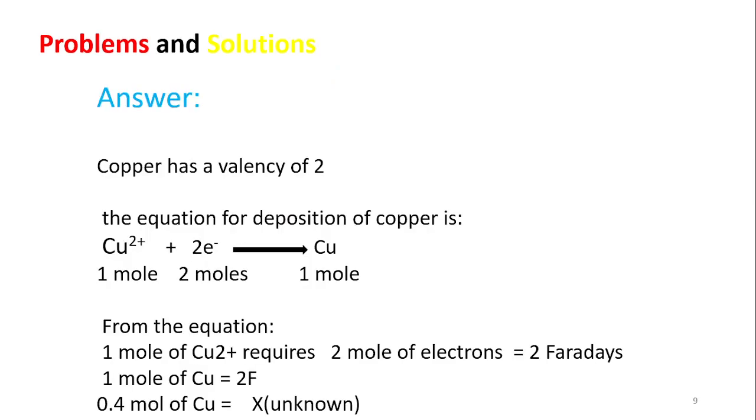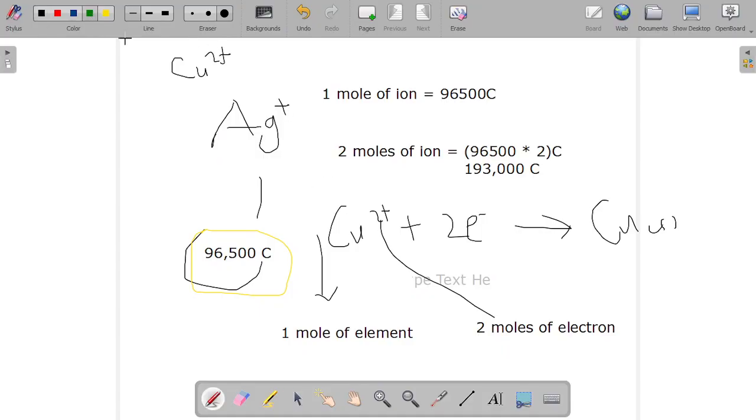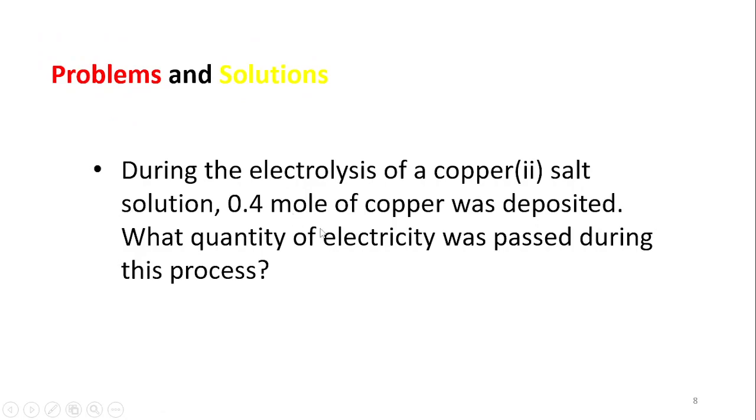Here it's stated that copper has a valency of 2. You should understand this. Copper has a valency of 2. So the equation for the deposition of copper is Cu2+, the copper ion, plus the electrons, giving the copper solid. So here it is, 0.4 mole of copper was deposited. What quantity of electricity was passed during this process?